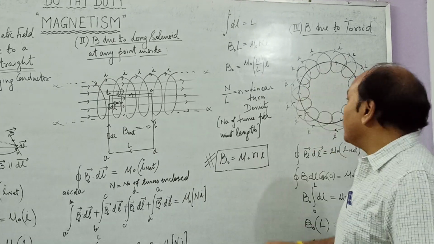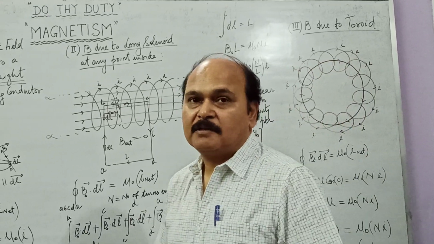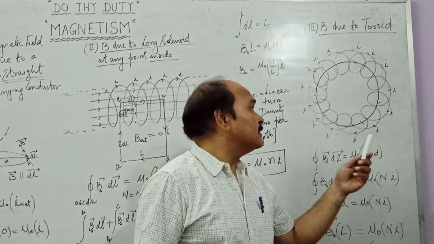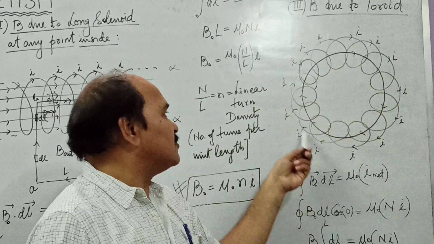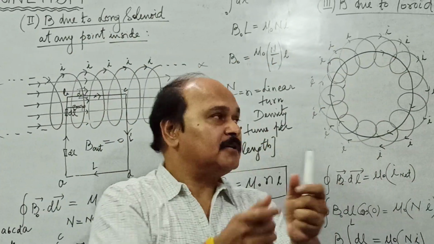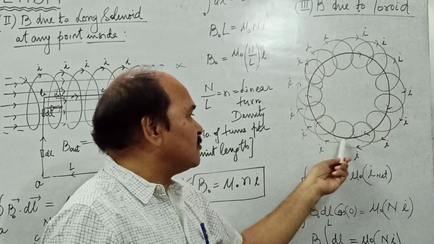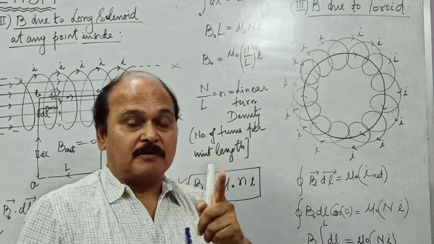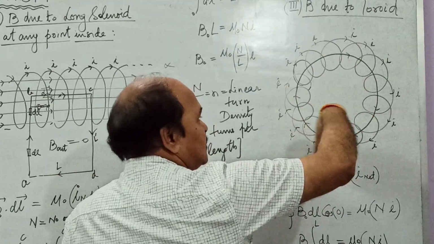And finally, magnetic field due to a toroid. A toroid is nothing but an endless solenoid, a solenoid which doesn't have its ends. If the two ends of the solenoid are joined to each other, we get a toroid. So what is the magnetic field inside the toroid? The magnetic field inside the toroid is constant in magnitude. Direction is of course different. And all magnetic lines of force form what? Circles.